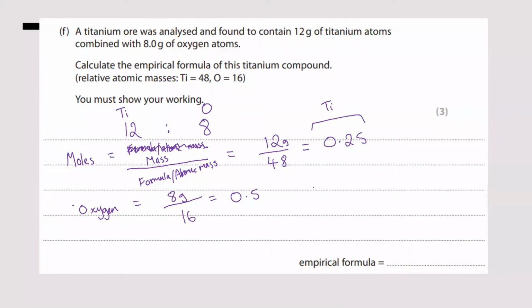So titanium to oxygen: we've got 0.25 titanium to 0.5 oxygen. We need to have something with at least whole numbers in it. So timesing it by 2, we'd get 0.5 to 1. We need to times it again, as long as you do it to both sides, 1 to 2. So we've got 1 titanium atom to 2 oxygens. So it's TiO2.